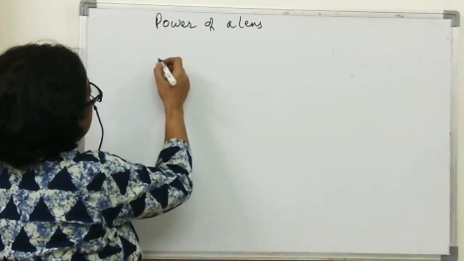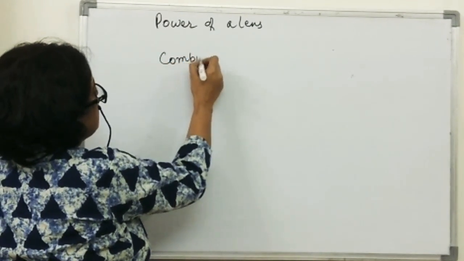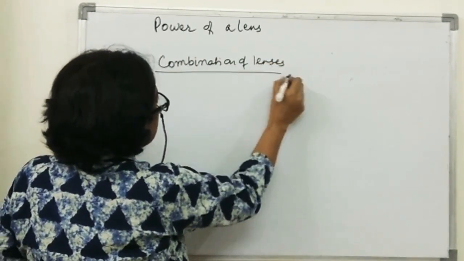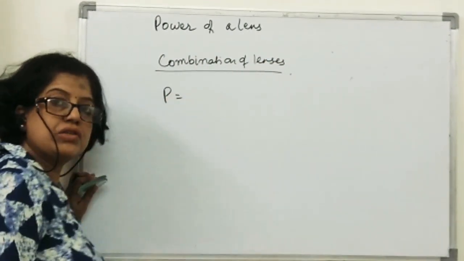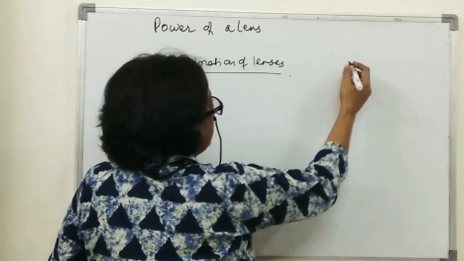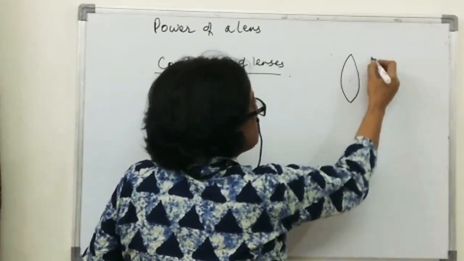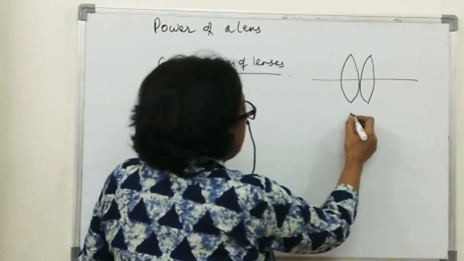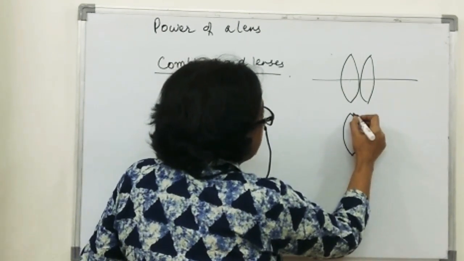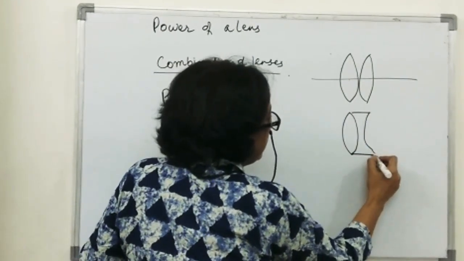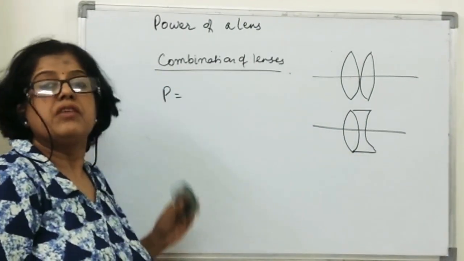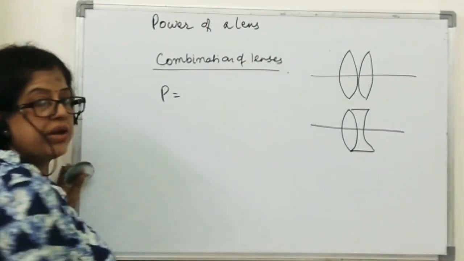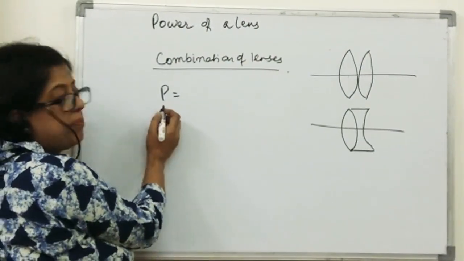Let's say for a combination of lenses, we can have maybe two convex lenses combined together like this with a common principal axis. We can have a convex and a concave lens combined together with a common principal axis. We may have two concave lenses combined together. So there can be various combinations. When we have a combination of lenses, how do we calculate the power of the combination?